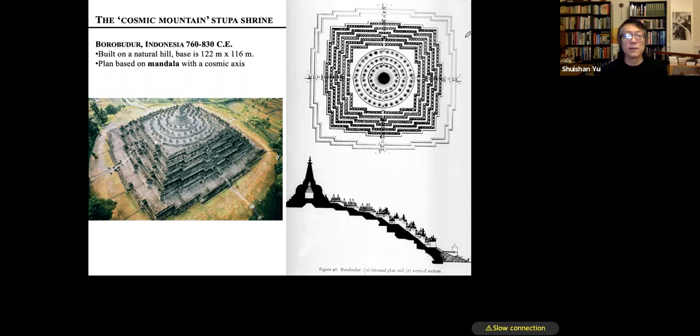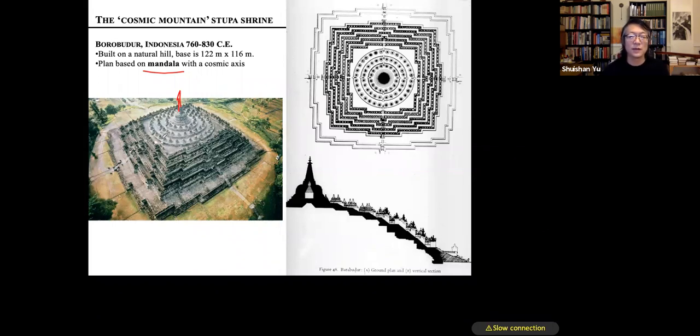The plan was based on the mandala with a cosmic axis. What is a mandala? Mandala is the cosmic model, right? And the Buddhist cosmology was expressed in mandala. It features a concentric design, highlighting a central axis representing the axis of the universe, the Mount Meru. And then there are many layers, and those layers represent those different layers belonging to the three realms.